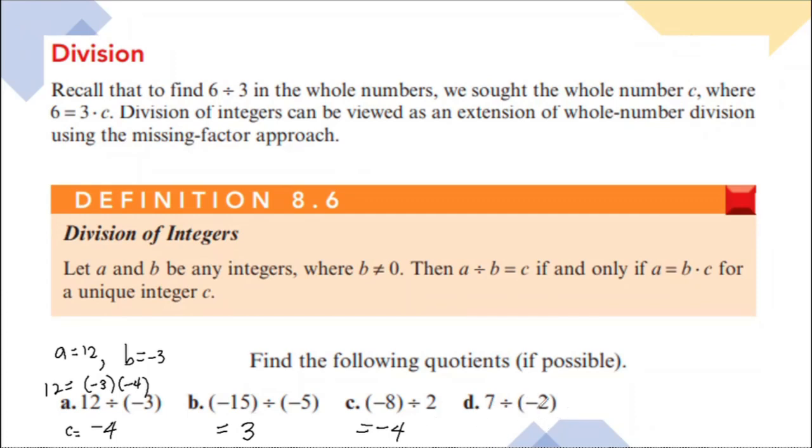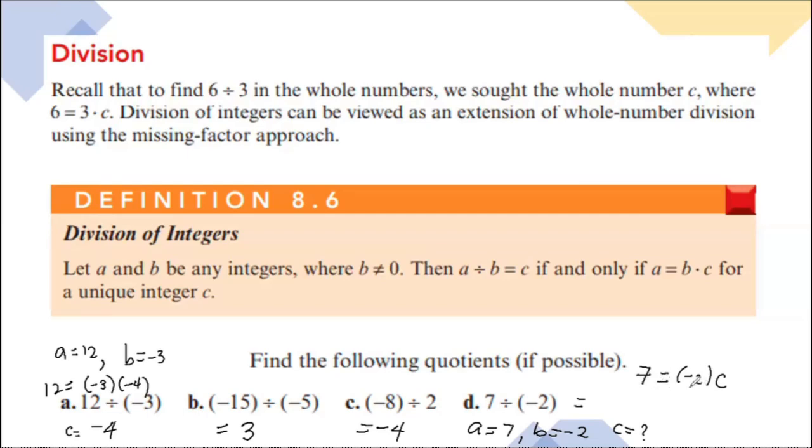And for letter D, 7 divided by negative 2. 7 stands for A, while negative 2 is for letter B, and we are looking for letter C, which is not possible in this case if we are looking for letter C as an element of integers, because we have no integer C where the product of negative 2 times C is 7.